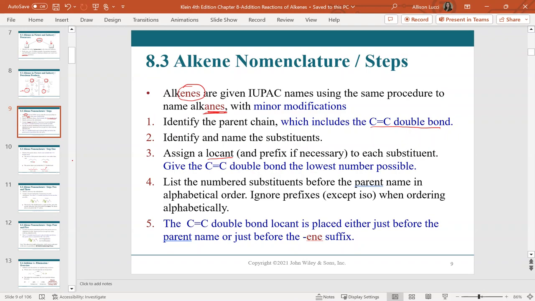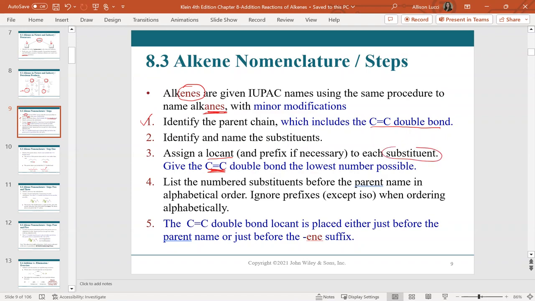carbon-carbon double bond. So as we've done in the past with alkanes, we first identify the parent chain, right? So that would include the carbon-carbon double bond. Not only is it the longest carbon chain, but it has to include this double bond. We will identify and name any substituents such as halogens, chloro, bromo, or other carbons such as ethyl or methyl groups. We'll also assign a locant as far as where the carbon-carbon double bond is with the lowest numbering possible.